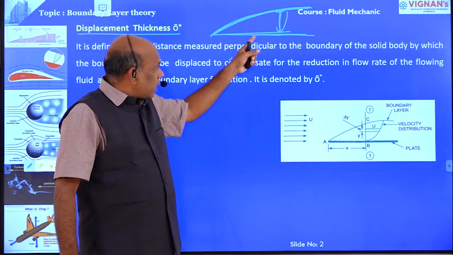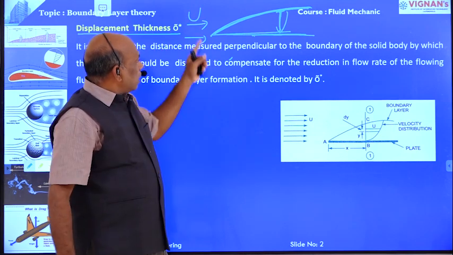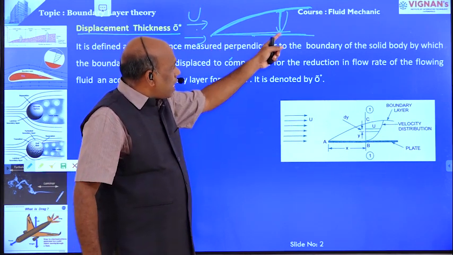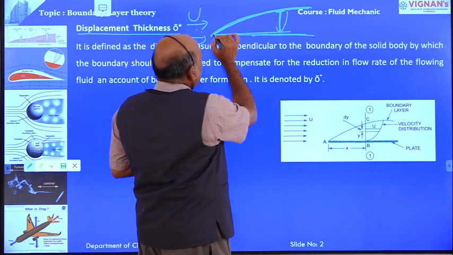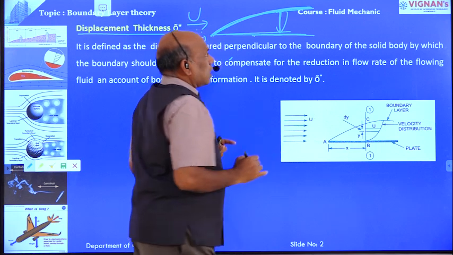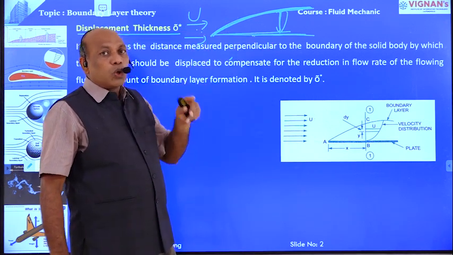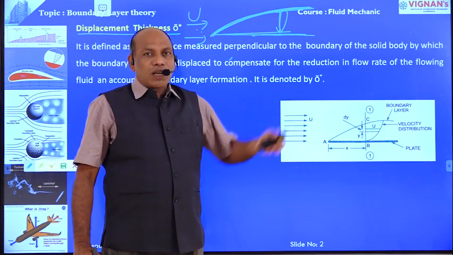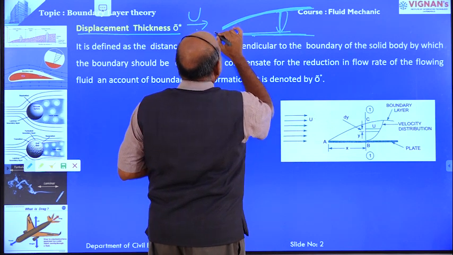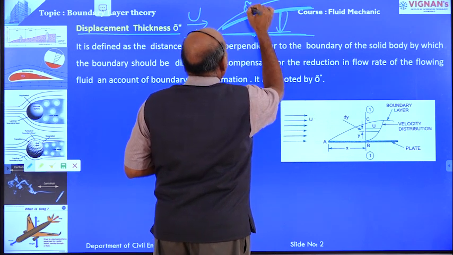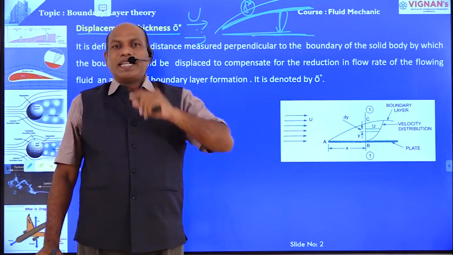Because of the boundary layer here, this is the free stream velocity, capital U. The liquid is flowing over the boundary layer. This is the shape of the boundary layer. Because of the boundary layer formation, there is a loss in the rate of flow. To compensate for this loss, the boundary layer thickness is displaced by a distance delta star. This delta star is known as the displacement thickness.